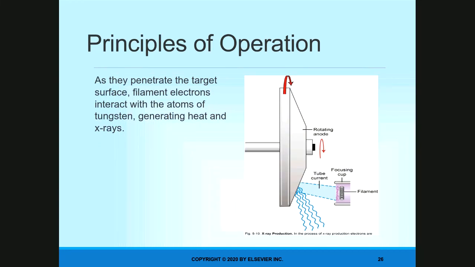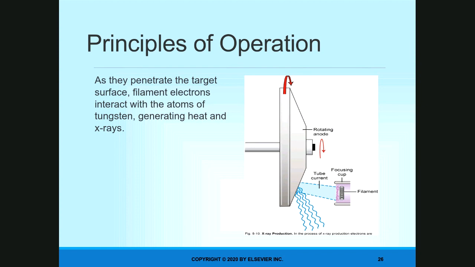Okay, so the electron cloud gets attracted to the anode because of the huge potential difference. And these filament electrons that are coming across will reach speeds of at least half the speed of light between the focusing cup and the target. And the electron cloud, remember, will flow from cathode to anode, meaning from negative to positive, and it will never flow the other way because it's a diode, meaning that electrons will only flow in one direction, negative to positive.